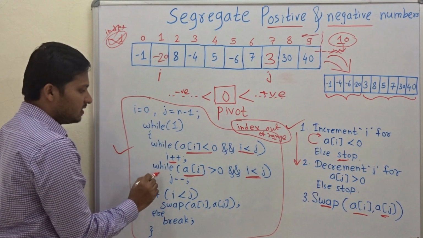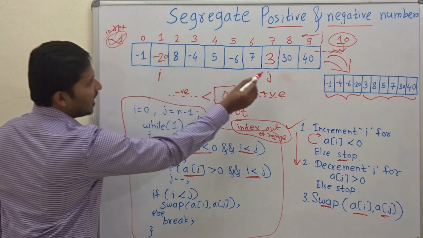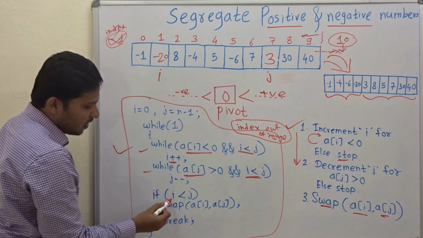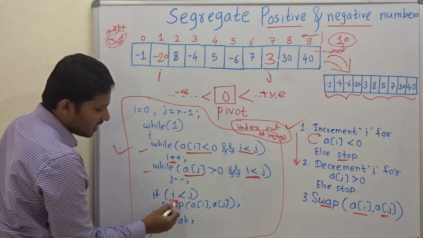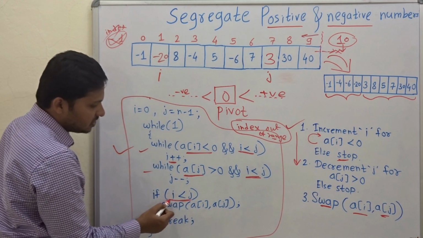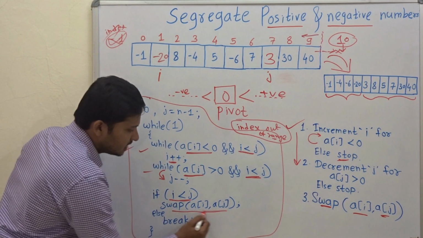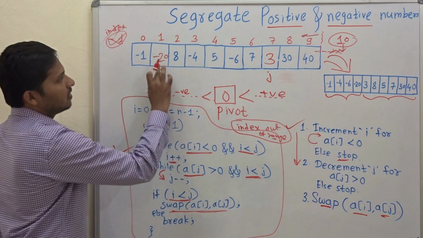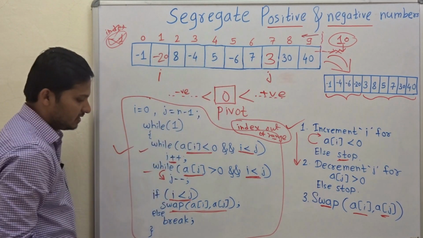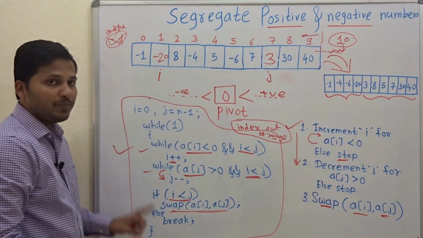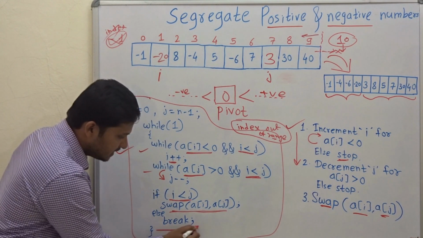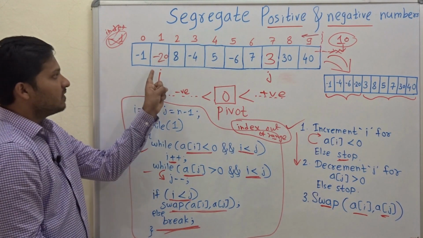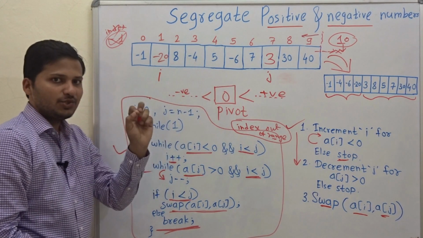After you do this and after you stop at i and j, now you have to again check whether i is less than j and you have to swap. Okay, so this is the swapping step. Now you have swapped the elements, else you have to break. I will tell you this break condition as we go further in this execution.